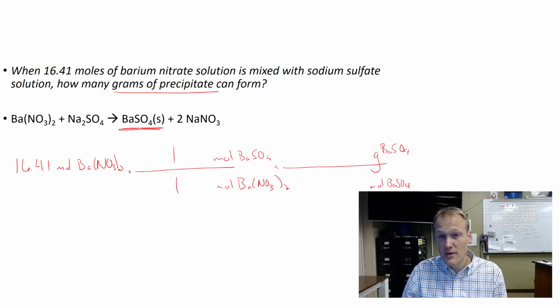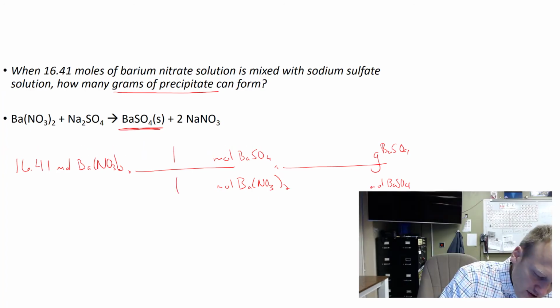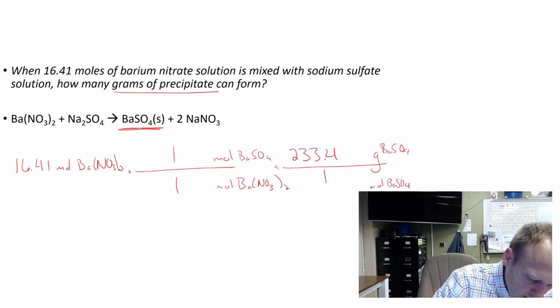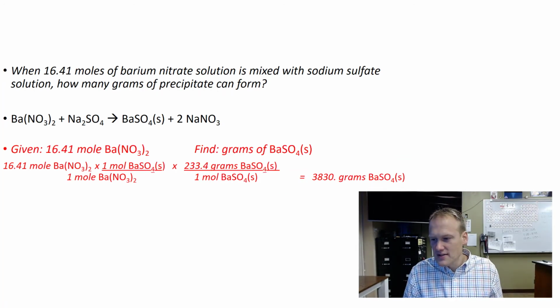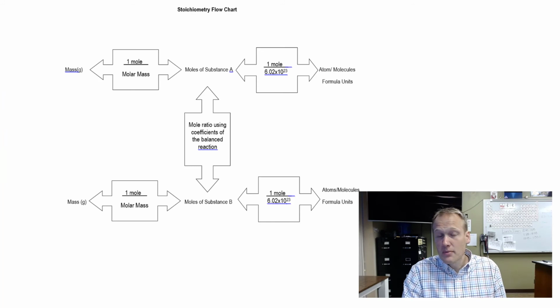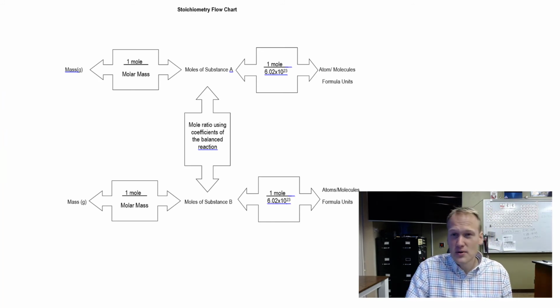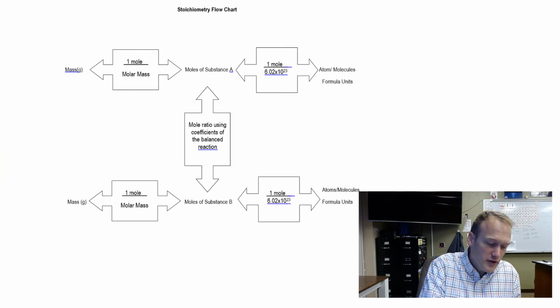Then we need to figure out the molar mass of barium sulfate, which is 233.4 grams for every 1 mole. So we're just going to take our number of moles times the 233.4, which would give us 3,830 grams of barium sulfate product or precipitate. So we've just done 3 problems that show how to go from mass to moles, moles to mass, and hopefully you can still do mass to mass problems.